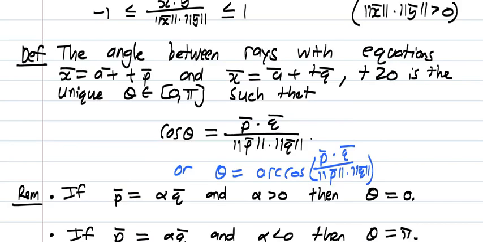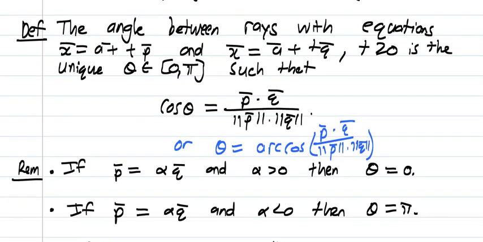All right? So some remarks. If p is a scalar multiple of q and that scalar is positive, then you're actually dealing with the same ray. And then we want the angle to be 0. But we know if p and q are scalar multiples of one another, and that scalar is positive, then p dot q over the norm of p times the norm of q becomes 1. And we know that arccos 1 is equal to 0. All right? So this definition agrees with our human intuition.